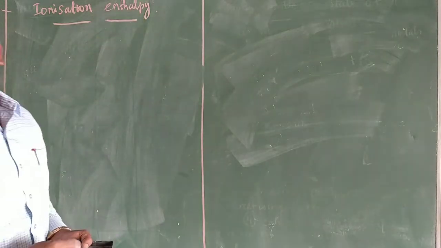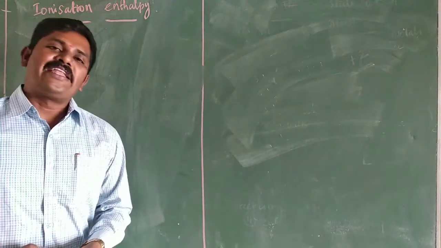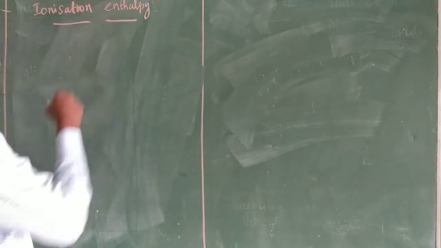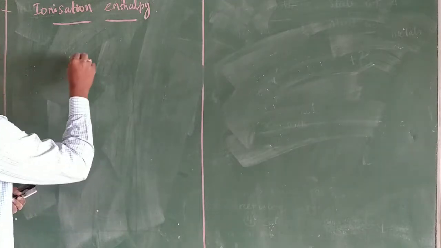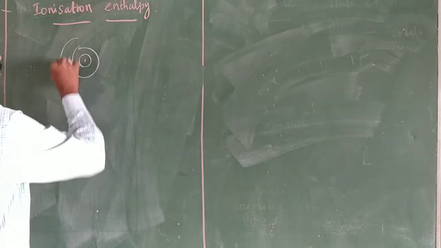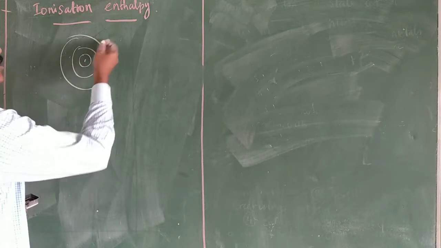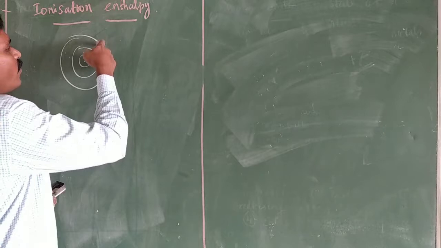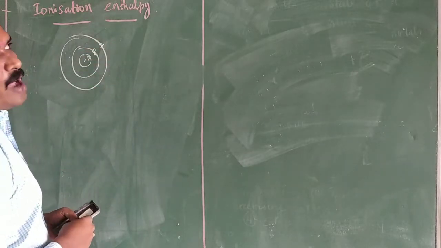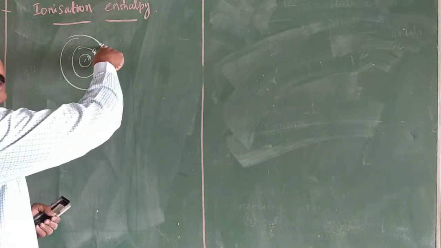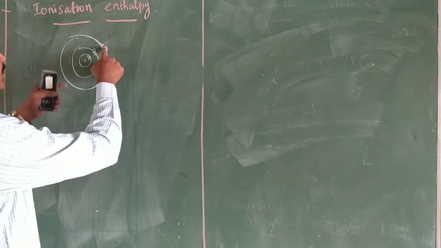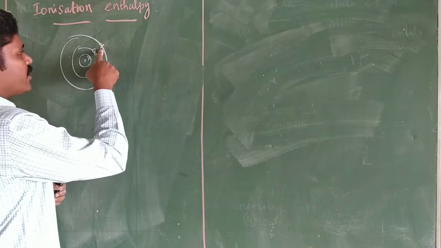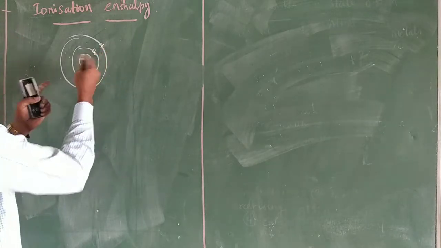Ionization enthalpy, or ionization potential, or ionization energy. Define ionization energy. For example, magnesium, group 2A. The minimum amount of energy required to remove the loosely bound valence electron in the gaseous state.